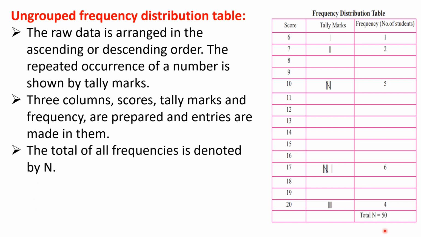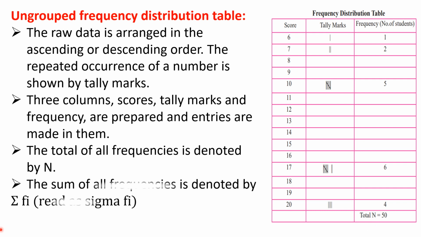Then the total of all frequencies is denoted by n. Can you see it in this table? The total of all the frequencies is denoted by n. The sum of all frequencies is denoted by sigma fi. You know the symbol is read as sigma fi. The sum of all frequencies is denoted by sigma fi.